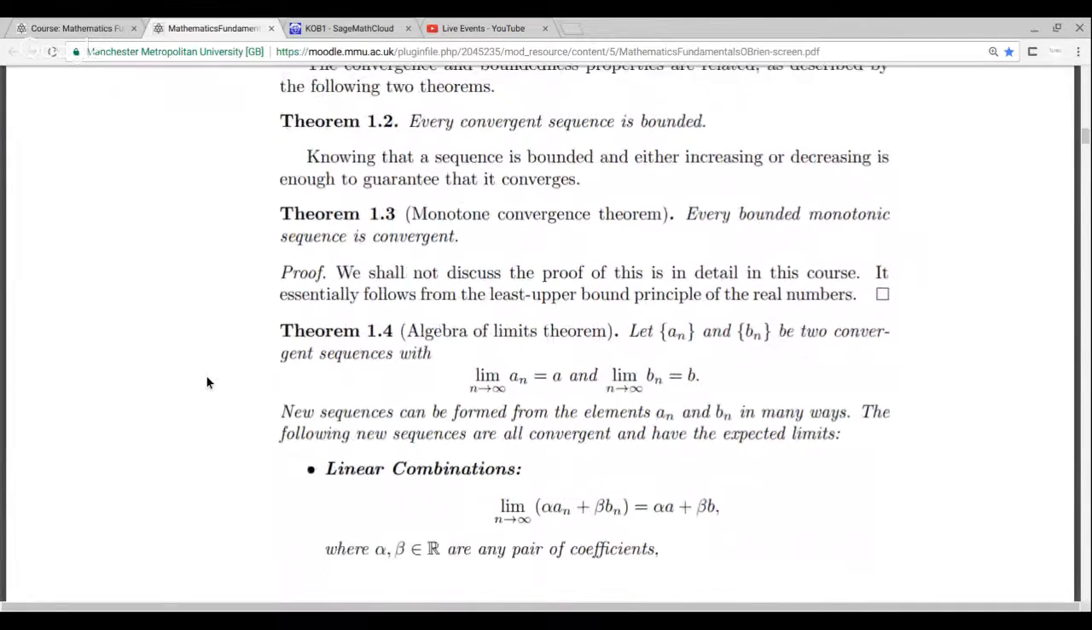Now, the proof of that is not within the scope of this course, but the way you should think about it is it's really part of the definition of the real numbers, that the real numbers have this property.